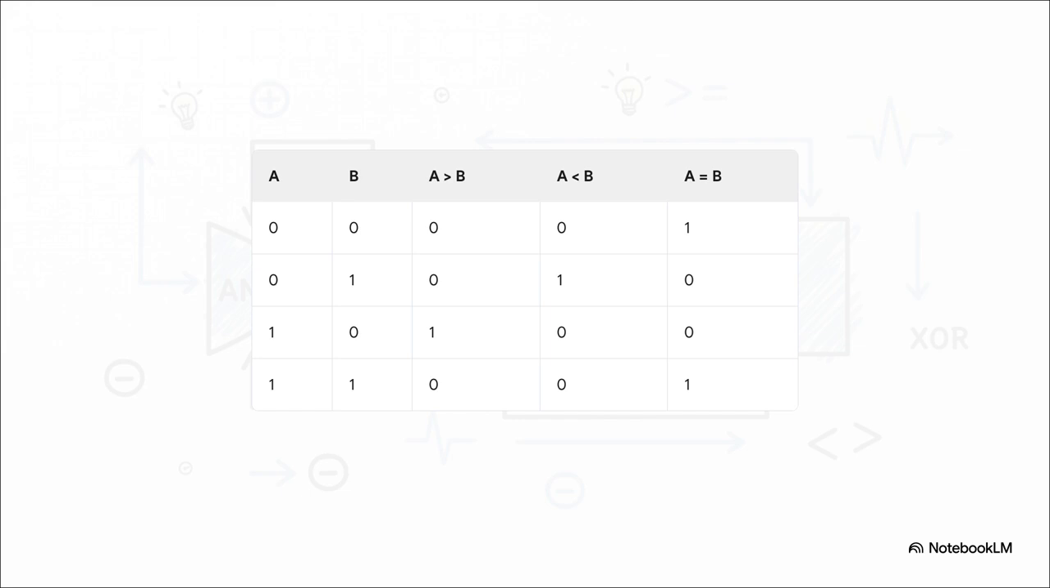If A and B are both 0, well, they're equal, right? So the A equals B column gets a 1. Makes sense. If A is 0 and B is 1, then A is less than B. If A is 1 and B is 0, now A is greater than B. And of course, if they're both 1, they're equal again. It's just simple, pure logic, and it gives us everything we need to build a circuit.